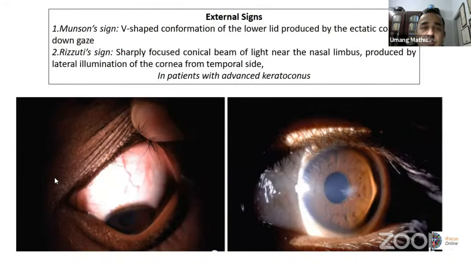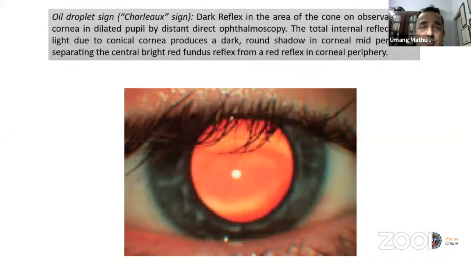In very severe cases, you have Munson's sign. Quite frankly, most of the time when people ask, they start with Munson's sign. If you are starting with a torchlight examination, it's okay to say it, but otherwise, if you're talking in terms of severity, Munson's sign would be seen only in very advanced cases where there's a V-shaped deformity of the lid because of the cone, if you ask the patient to look down. And the Rizzuti's sign, where you throw a light from one side and you'll see this lateral illumination of the cornea on the temporal side. So it'll be good that you know all these.